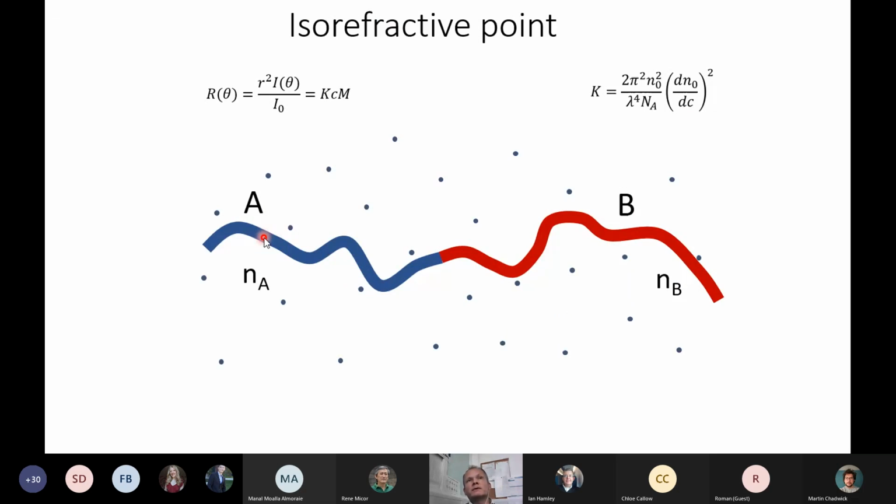When I was working for the first time with some polystyrene latexes, and I used toluene as a solvent, I was very confused because my correlation function was almost zero. And the reason for that is that the refractive index of the solvent, toluene, was perfectly matched to the refractive index of latex. So again, it's possible that even if you have some nice particles in solution, you will not see anything. And this is a clear manifestation of the isorefractive point.